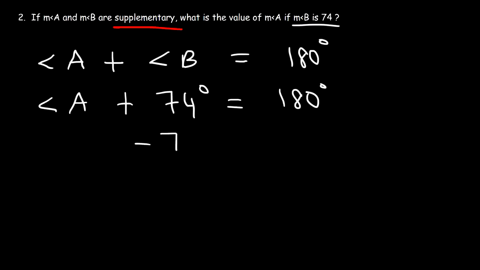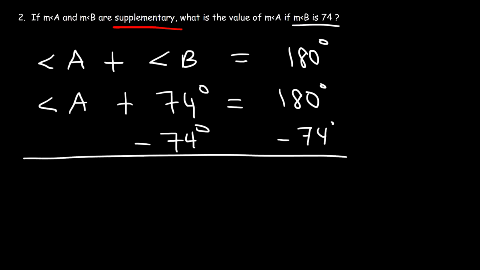So let's go ahead and find the value of angle A. Let's begin by subtracting both sides by 74. So angle A is going to be 180 minus 74. 180 minus 70 is 110, and 110 minus 4 is 106. So this is going to be the answer.